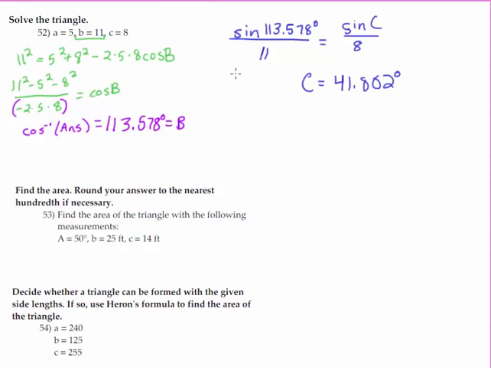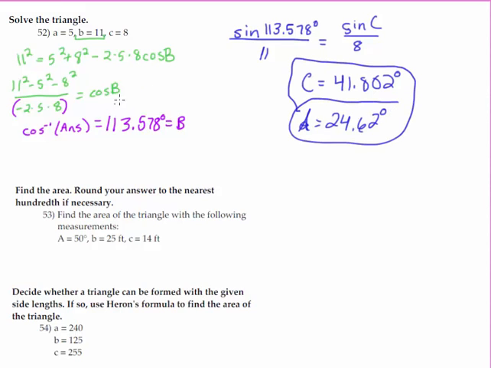And then now we know 2 of our angles, and we just need to subtract them from 180. So I get 24.62 degrees. There's angle A, angle B, angle C.